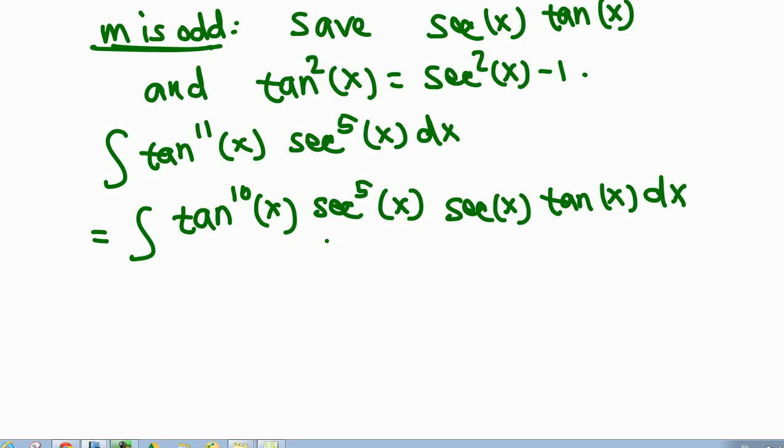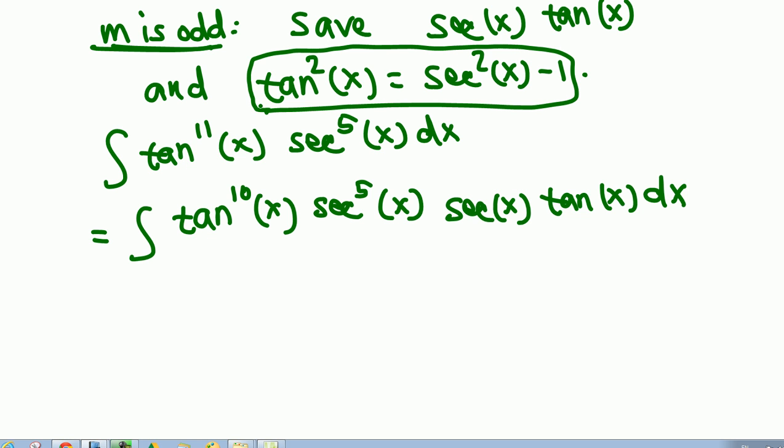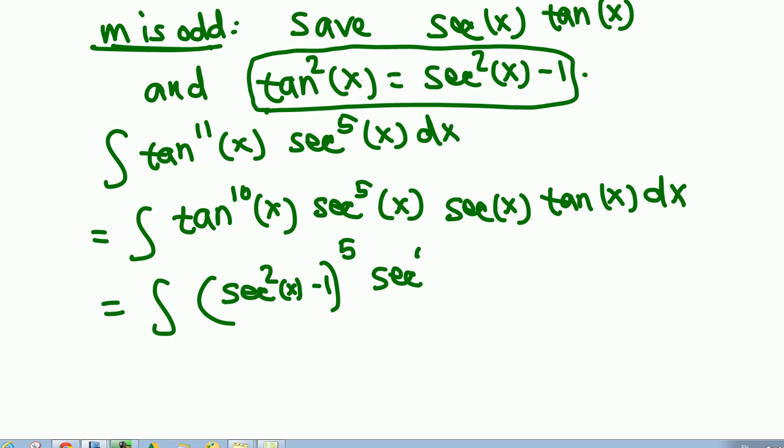Now we want to change this tangent in terms of secant using this formula. Okay, so tangent to the 10 is tangent square to the 5th, and tangent square is secant square minus 1, okay, times secant 5x, and we have secant x tangent x dx.